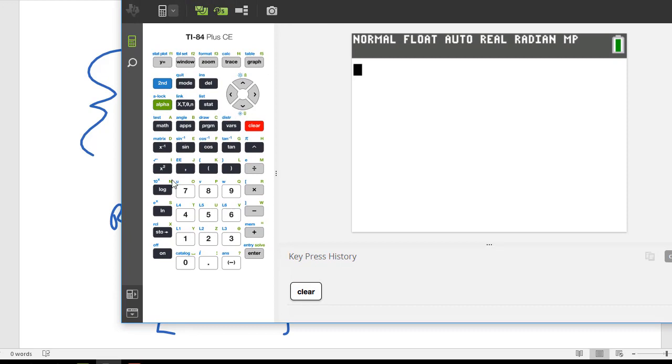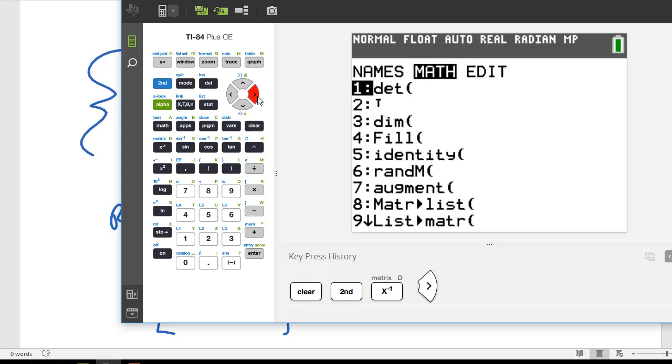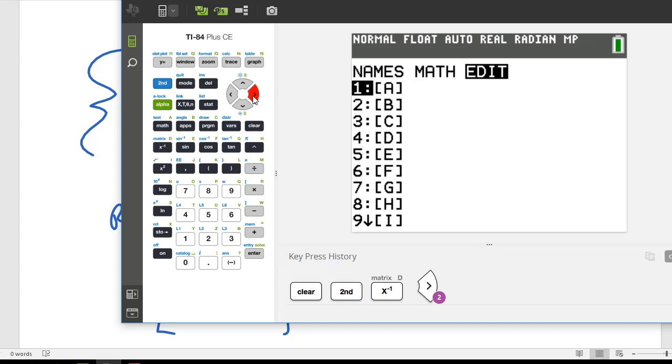The first thing I'm going to do is hit my matrix key. Where is that? It's right here, right above the inverse key. So I'm going to do second inverse, and it's going to take me to the matrix menu. The first thing I want to do is edit a matrix, so I'm going to hit my right arrow twice, and I'm going to edit a matrix.